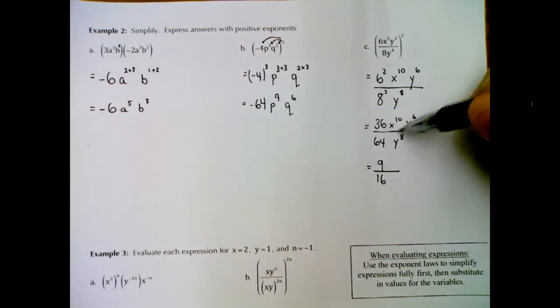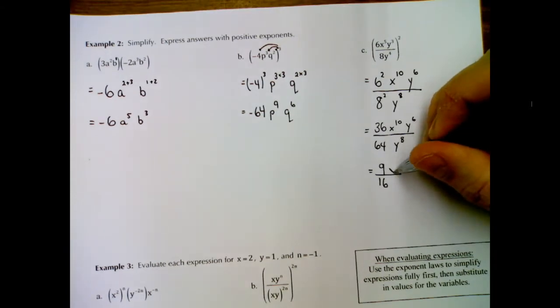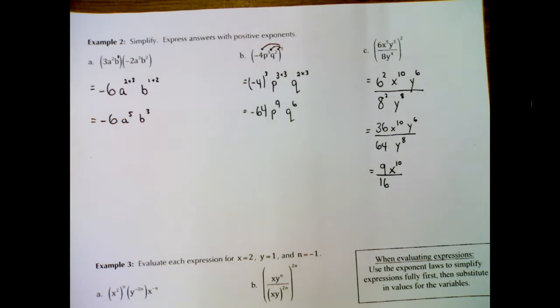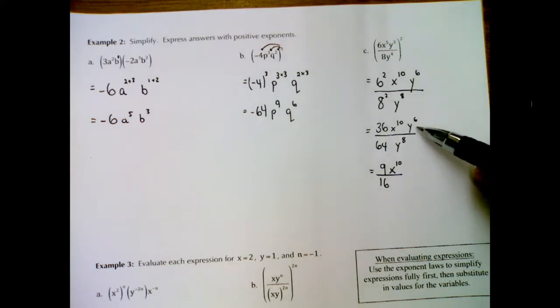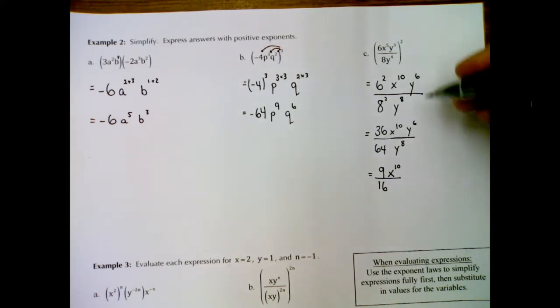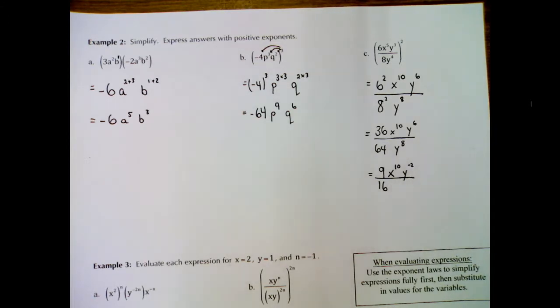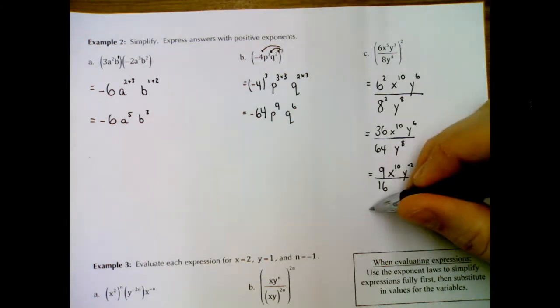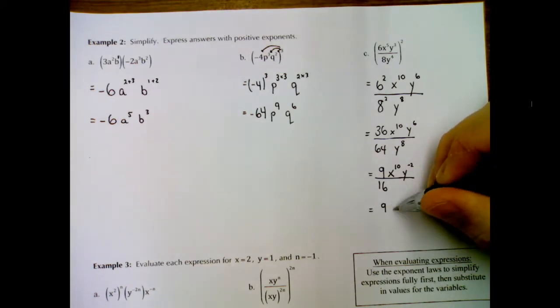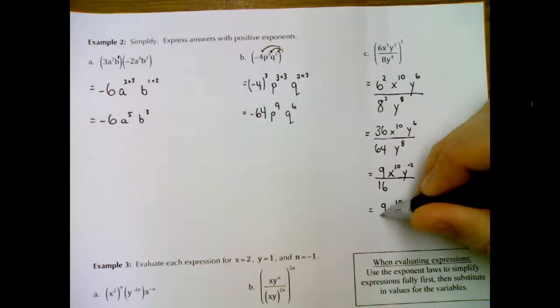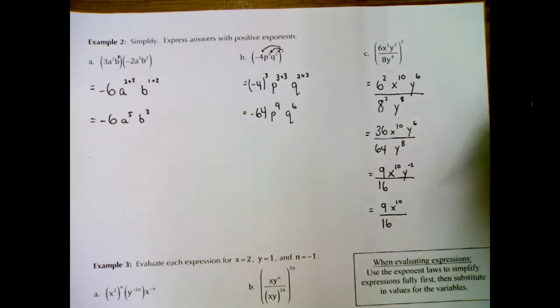There's only one x term, x10, and the y's we would subtract. 6 minus 8 is negative 2. Now we don't want negative exponents in our answer. The only negative exponent is that y. So what do we do to remove the negative exponent? We flip it and make it 1 over y squared. So that 1 would end up in the top, 1 times 9 is 9, and the y squared would end up in the bottom.